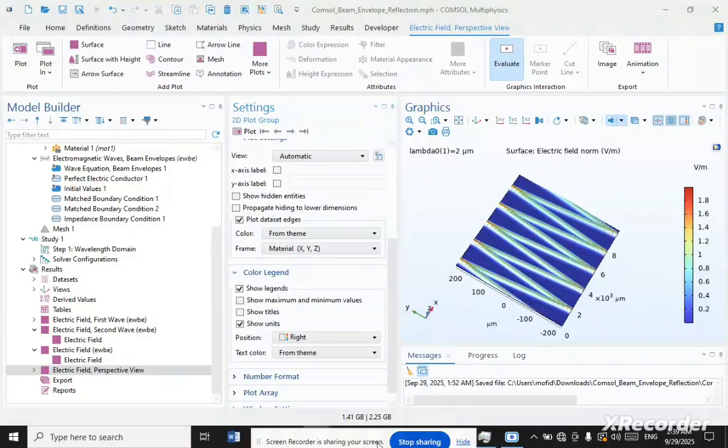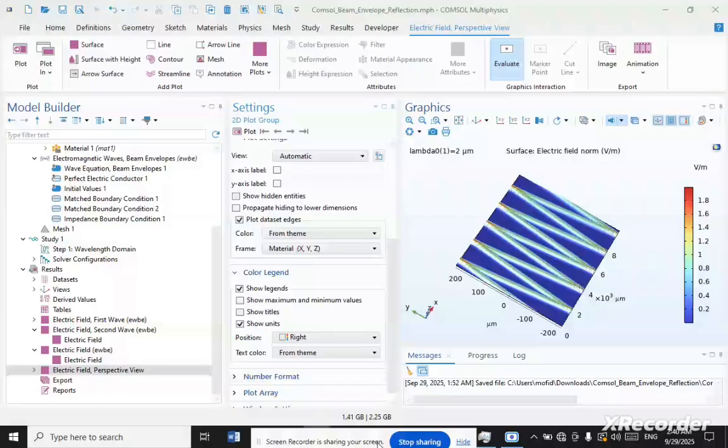And what are the alternatives? The first one is full wave simulation, or the electromagnetic waves frequency domain interface, used when the field amplitude varies significantly or when dealing with complex scattering phenomena into multiple directions, though this requires a much finer mesh. The next one is the Ray Optics module, applicable for systems where diffraction effects can be neglected and the wavelength is much smaller than the device dimensions.